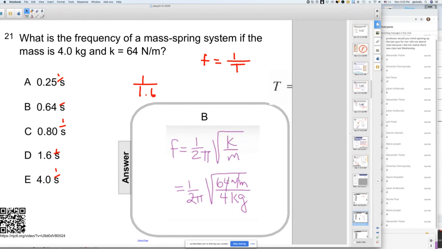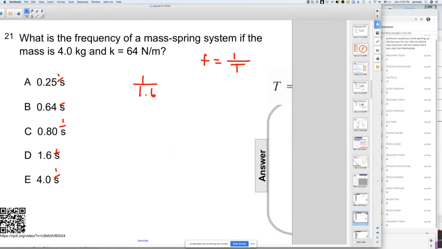So this is 8 divided by 4, which is 2. But the answer would be 1 over 2 pi, and if you calculate that, you will find that it is this answer over here.